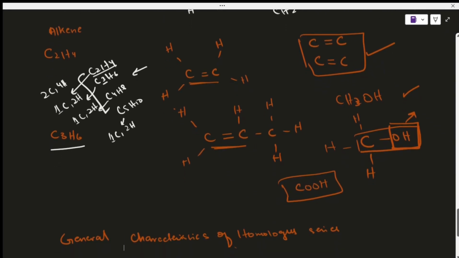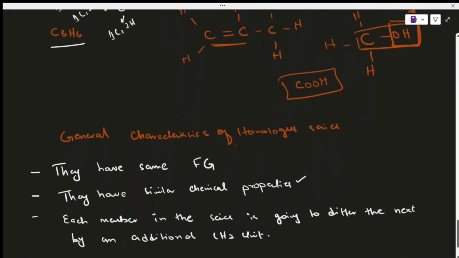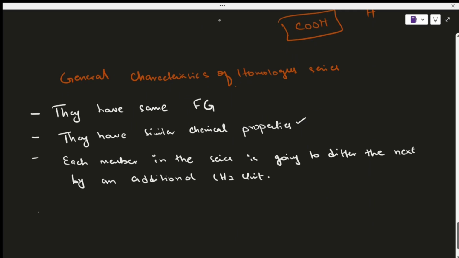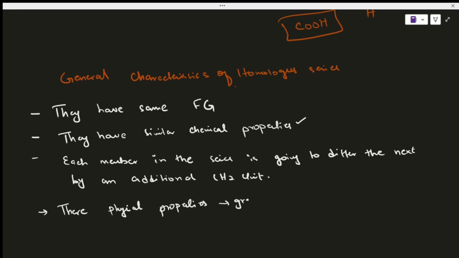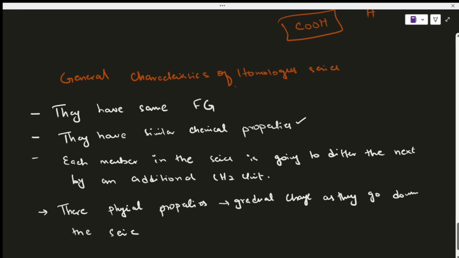And now look at the last point. I'm just going to write this as well: their physical properties, there is going to be a gradual change as they go down the series. And what does that mean? By physical properties, it means the melting and the boiling point.